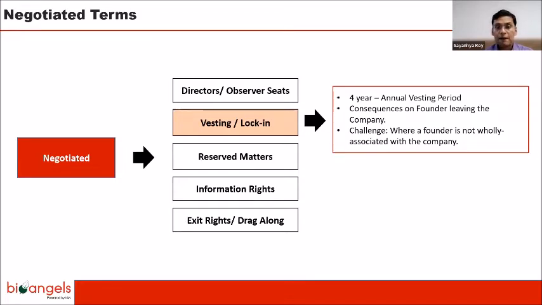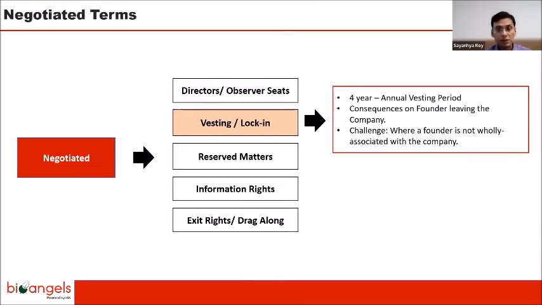I think an even larger challenge that comes in, particularly in the biotech space, is when you have founders who are probably not solely associated with the company, although they're designated as founders. They have certain founder shares in the company. There is a founder agreement with the company, but in the very traditional sense, where a founder puts in 100% of their time and effort into the company, a lot of biotech founders may not be putting in that.